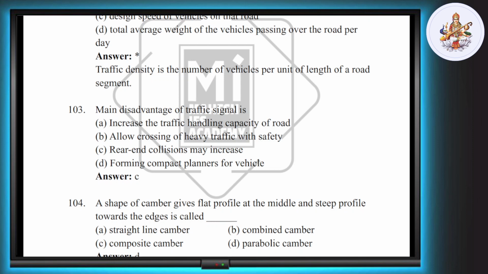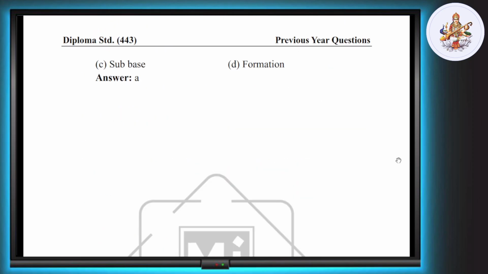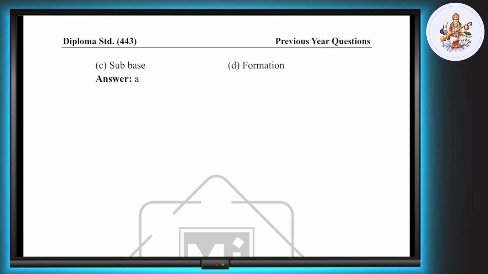Question 105. The structural foundation of the road is called. Correct answer A. Subgrade. Explanation: the subgrade is like the bed of the road. It supports all the layers above and determines road strength.